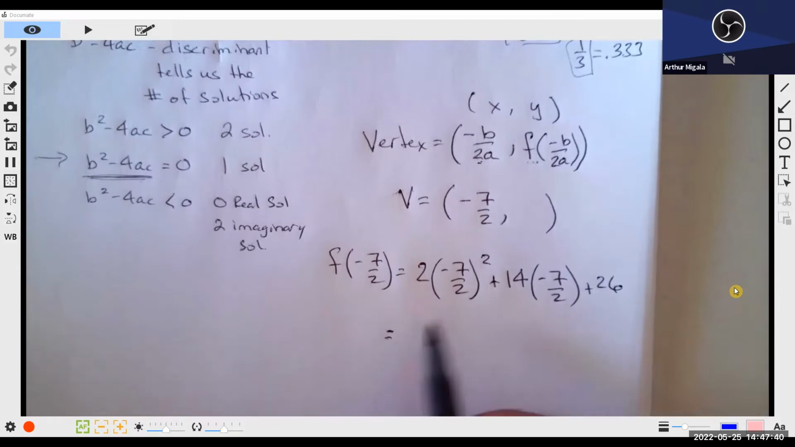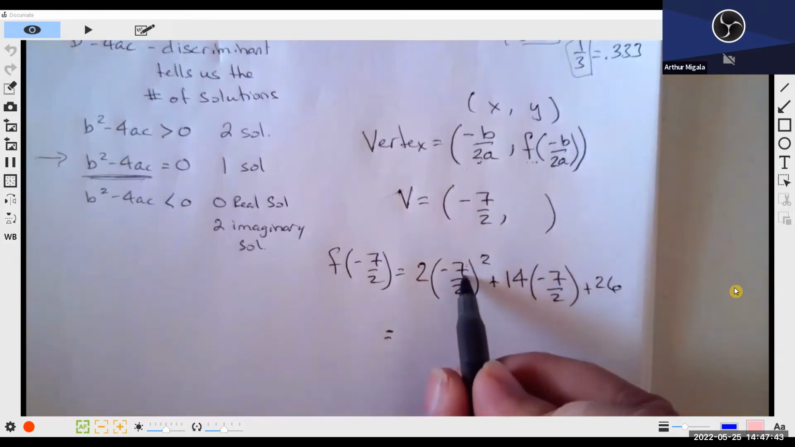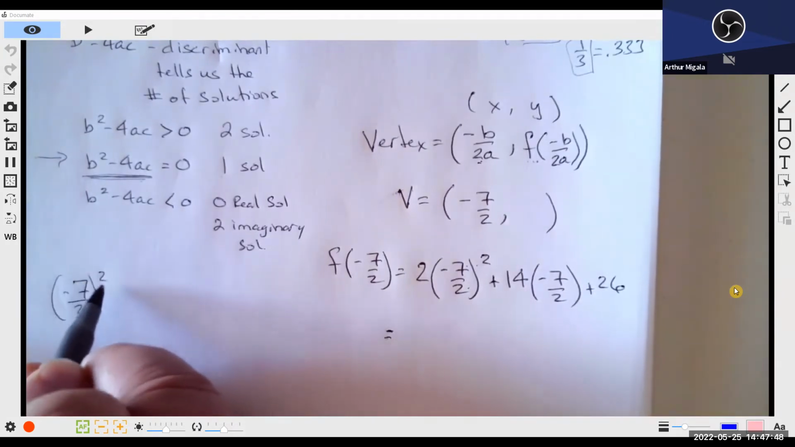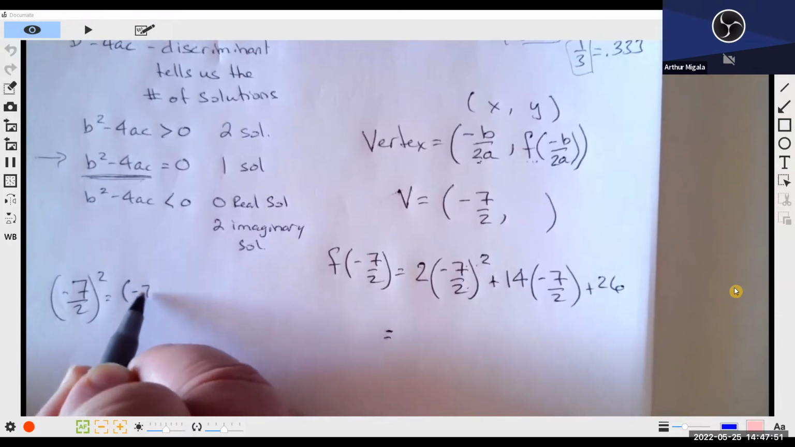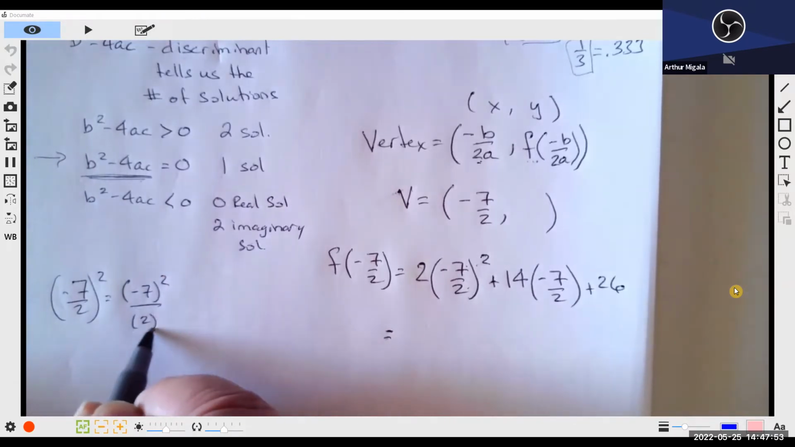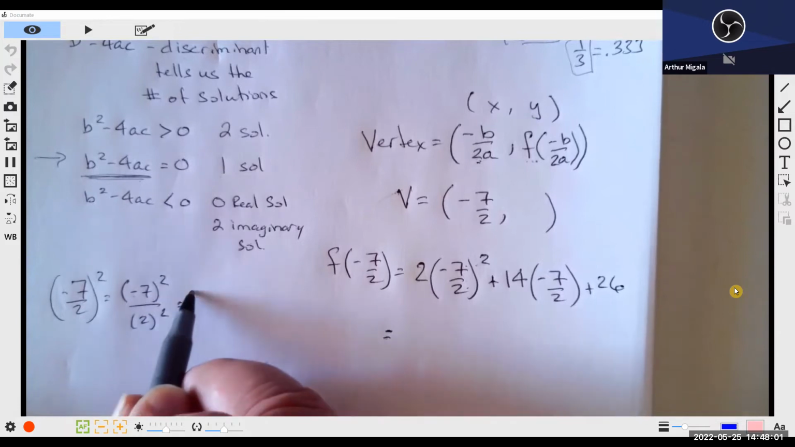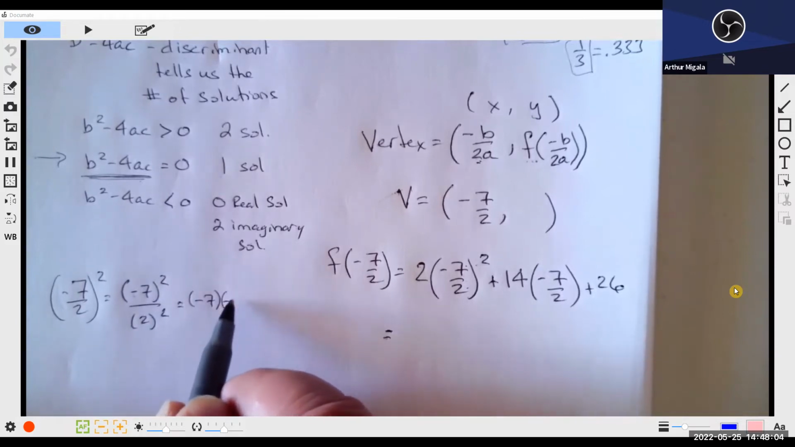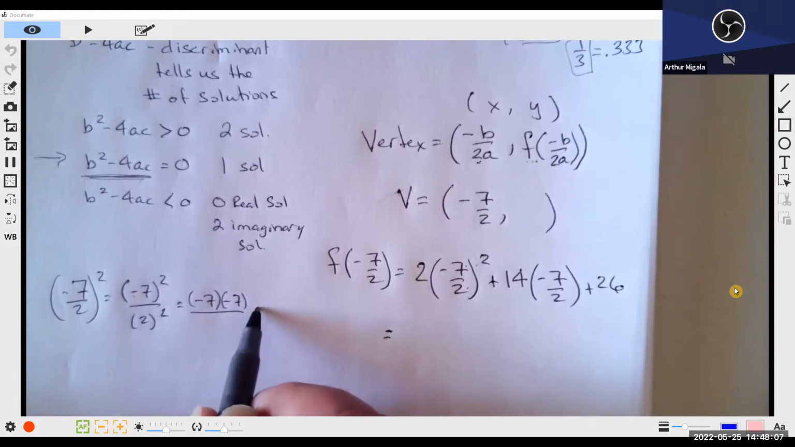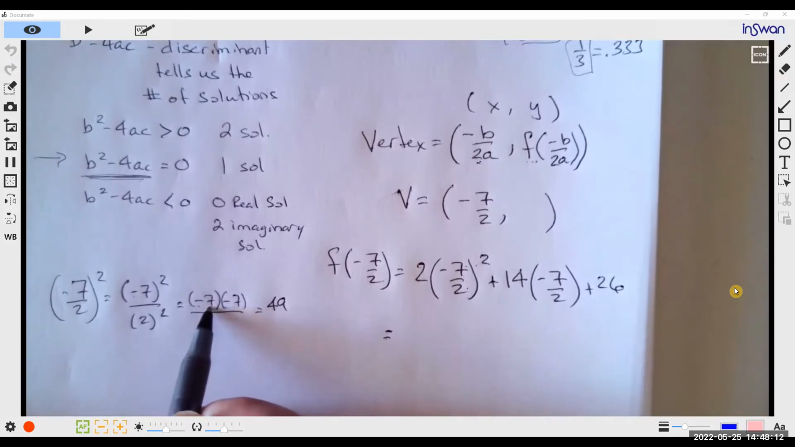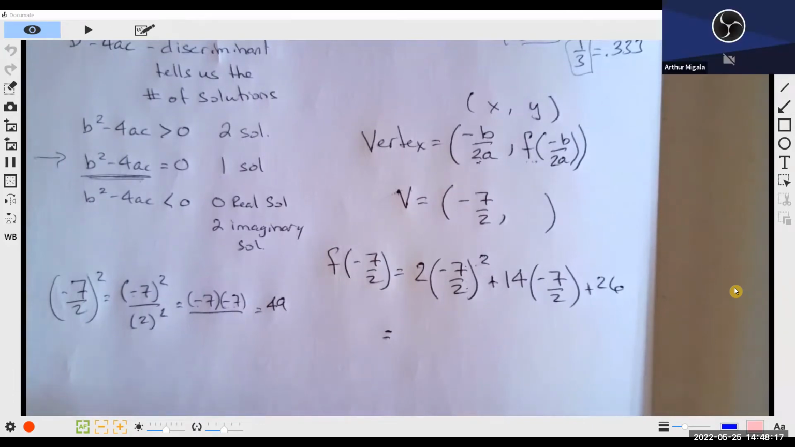So the first one, we have the square. What that means is, with -7/2 squared, I take both of these separately and square them, because I can't go any further in canceling those. -7 times -7 is positive, because negative times negative is a positive. And if we put it in the calculator, it says -49. I'll show you why it does that.